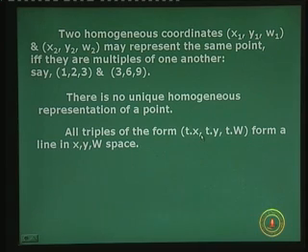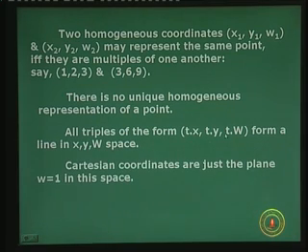All triplets of the form t dot x, t dot y and t dot w form a line in the x, y, w space. We talked about this vector earlier on, and you get the point by dividing, of course, by w. If you divide t dot w, you get x by w, y by w from this triplet. And the Cartesian coordinates are just the plane w equal to 1 in this space. We have seen this in the previous slide, I am talking about it again. That is how you get the Cartesian coordinates from the homogeneous coordinates, by intersecting this vector with the w equal to 1 plane, or dividing the first two by the third element.